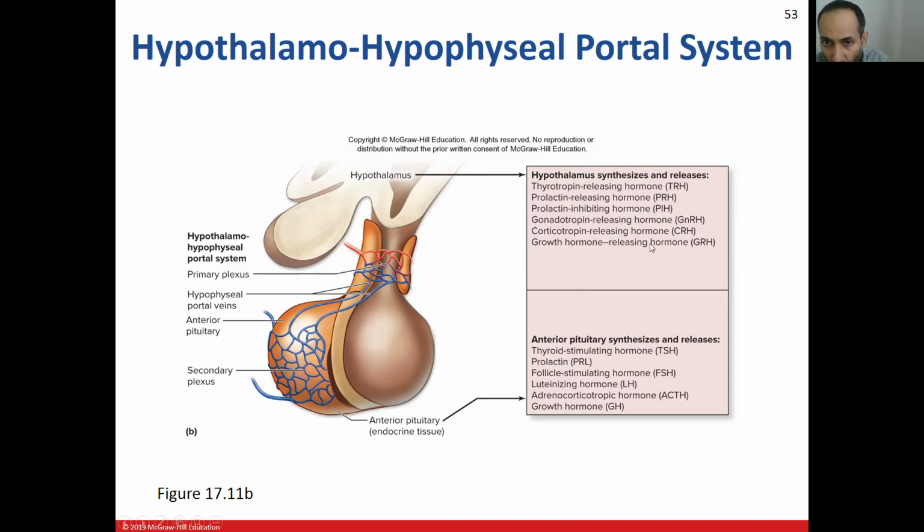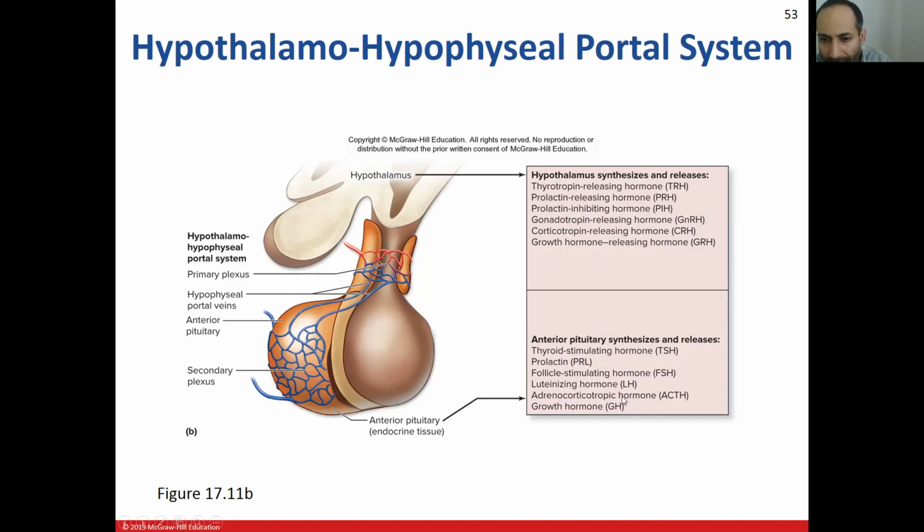The gonadotropin releasing hormone from the hypothalamus will cause the release of FSH or follicle stimulating hormone, which causes your ovaries to mature an egg, and also luteinizing hormone or LH, which causes ovulation. Ovulation is when your ovary releases an egg every month, okay? So those two reproductive hormones are secreted under the influence of GnRH, gonadotropin releasing hormone, from the hypothalamus. Then the corticotropin releasing hormone, CRH, will cause your anterior pituitary to release adrenocorticotropic hormone or ACTH, okay?